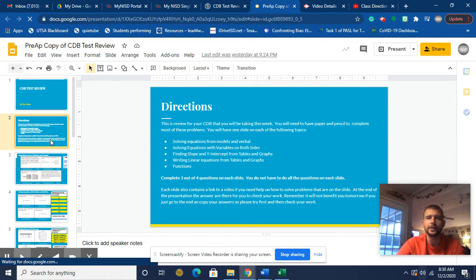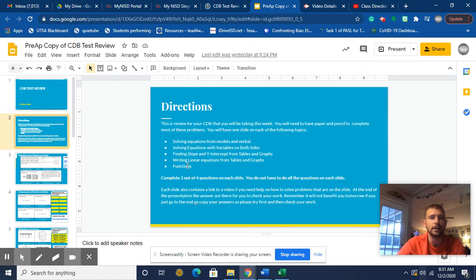This is a review for your CDB that you'll be taking this week. You will need to have paper and pencil to complete most of these problems. You will need scratch paper to do these, just like what we've been doing with ordering and comparing, right? Ascending and descending order of real numbers. You're going to need paper to do this activity.